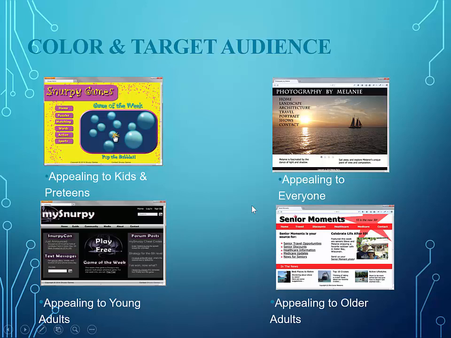Okay, let's look at color and target audience. Here are four examples. Look at the upper left corner one. This is rather nice, big text, lots of color. Yeah, this is good for kids and maybe preteens. Bottom left looks dark, lots of black. So if you're into goth, great, you use that. Not everybody's into goth, but if you want that as your appeal, then that would be a good color scheme.